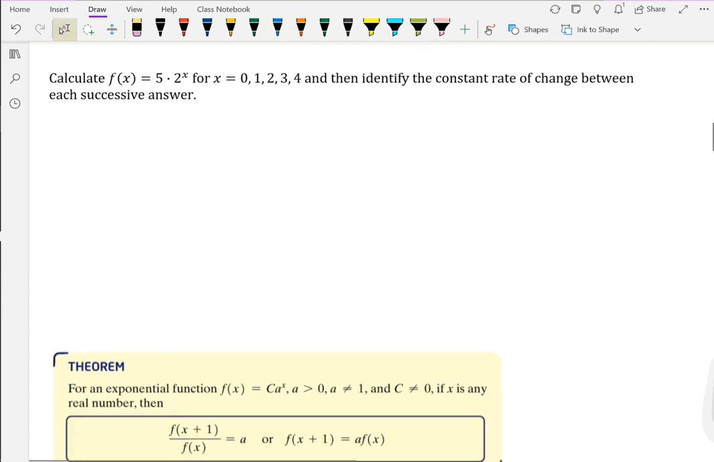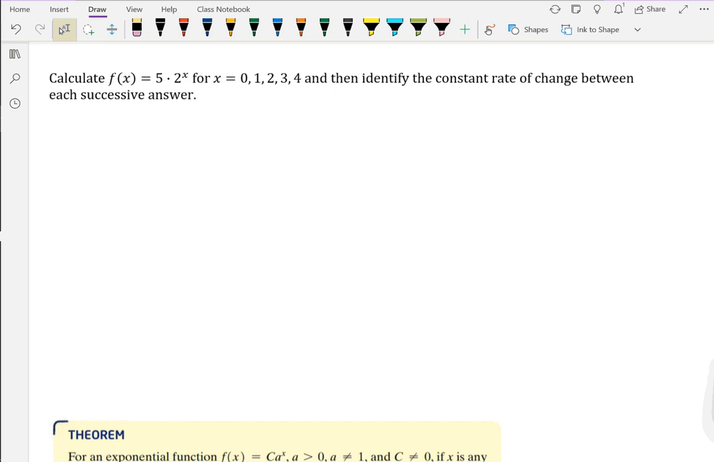So let's do some calculations with an exponential function. Let's calculate f of x equals 5 times 2 to the x for x equals 0 through 4. We're also going to identify the constant rate of change between each successive answer. So let's go ahead and calculate some values here. Let's do f of 0. This would be 5 times 2 to the 0. So this is 5 times 1, so that's going to be 5.